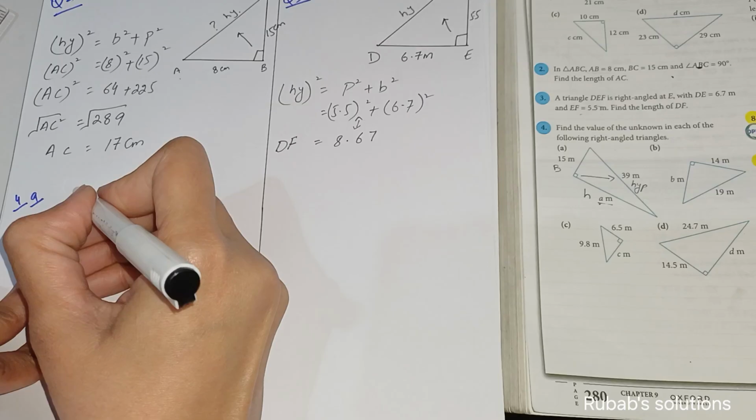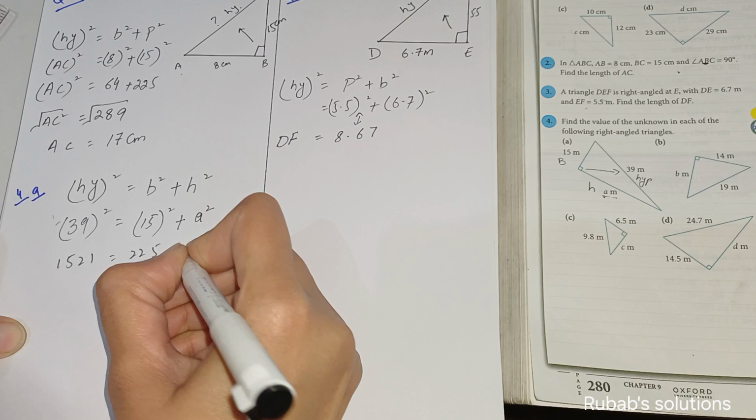So part 1 is all about finding out the hypotenuse, because I think they want us to do the practice of these questions. Moving towards question number 2. In triangle ABC, AB is 8 centimeter, BC is 15 centimeter, and ABC, remember that the central letter, that means at point B there is an angle of 90 degrees. So first of all we have to basically draw the triangle and then we will solve it.